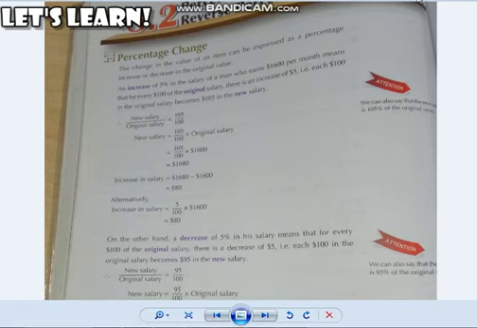Alright, if you look at this question, the change in the value of an item can be expressed as a percentage increase or a decrease in the original value.